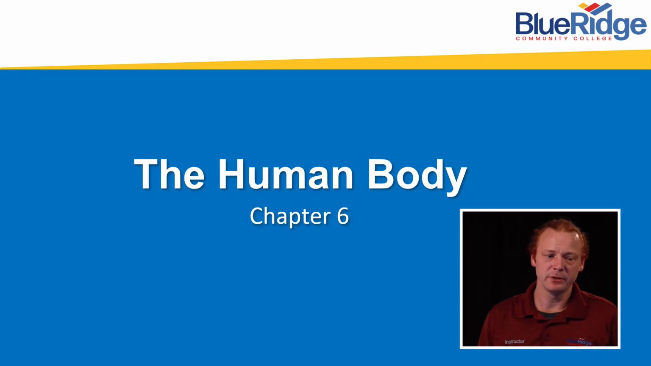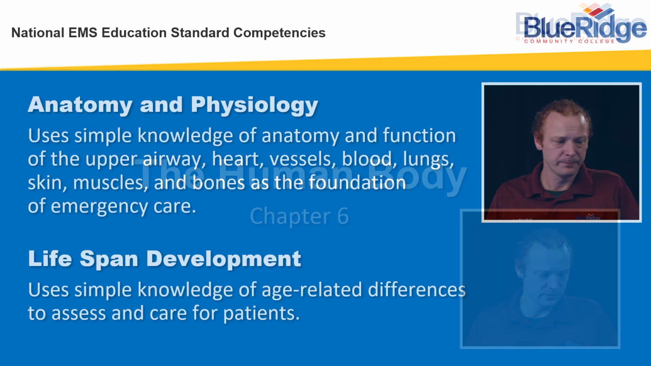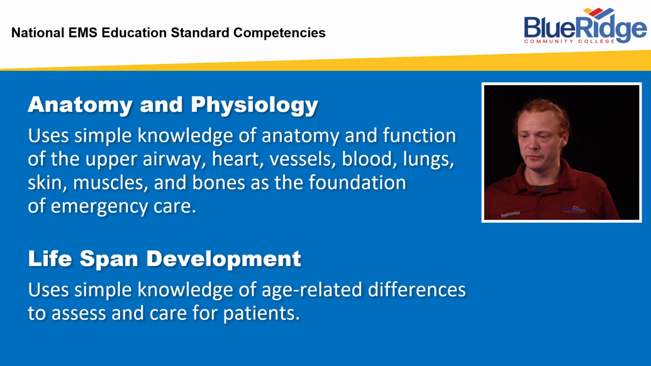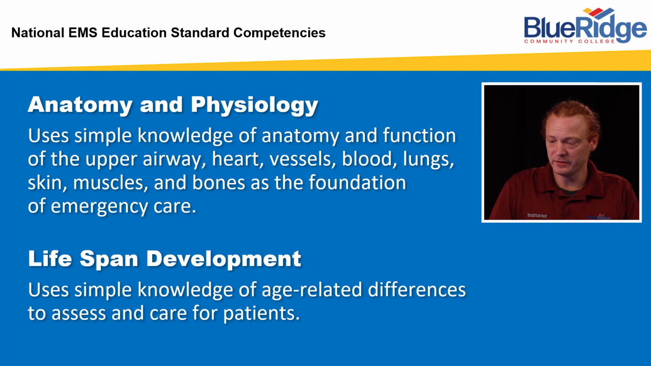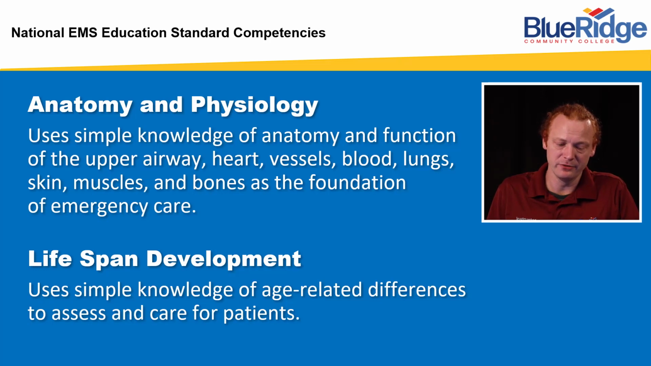In this next chapter, chapter 6, we'll be going over the human body and the basics of anatomy and physiology. The National EMS Education Standard Competencies for Anatomy and Physiology and Lifespan Development use the simple knowledge of the anatomy and function of the upper airway, heart, vessels, blood, lungs, skin, muscles, bones as the foundation of emergency care. For lifespan development, it uses a simple knowledge of age-related differences to assess and care for patients.